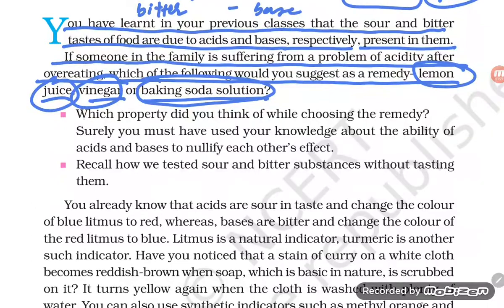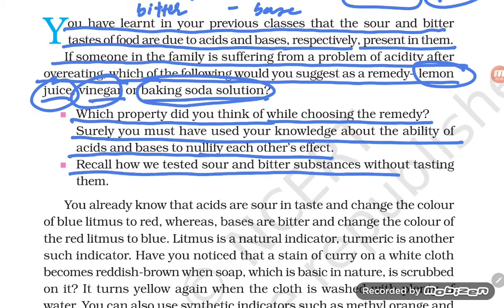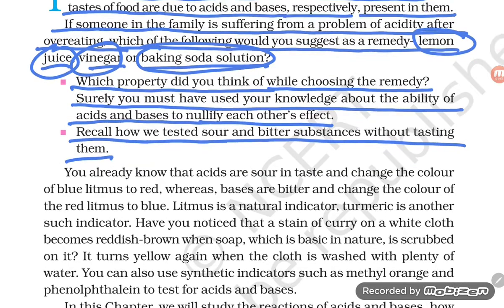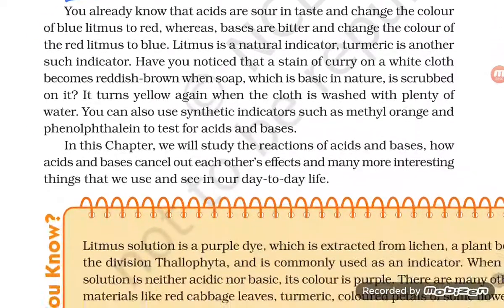Next point: which property did you think of while choosing the remedy? Surely you must have used your knowledge about the ability of acids and bases to nullify each other's effect. Recall how we tested sour and bitter substances without tasting them. If acid is there, you have to add some base, like magnesium hydroxide, and it will neutralize the excess acid.